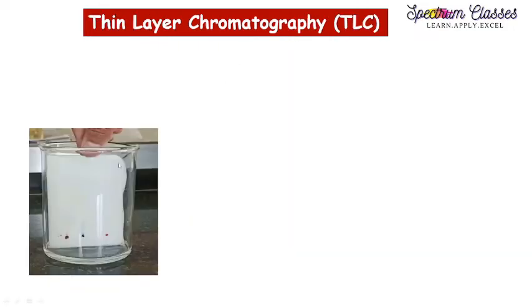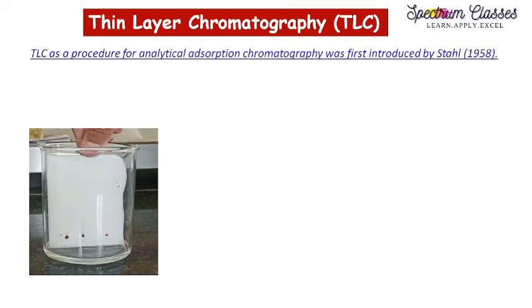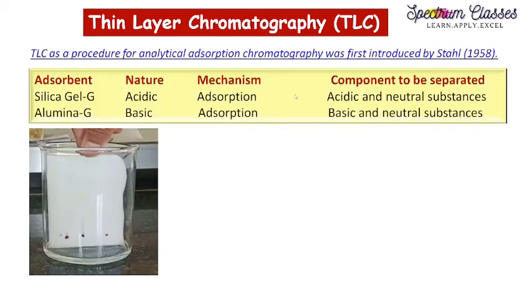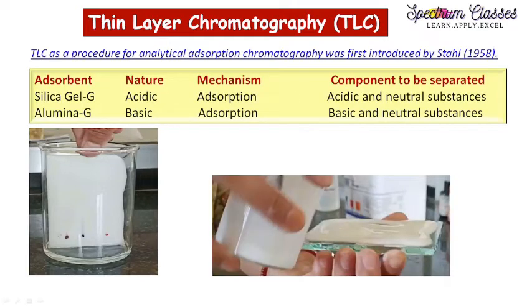Now coming to thin layer chromatography. First, we are going to see who discovered thin layer chromatography. TLC as a procedure for analytical adsorption chromatography was first introduced by Stahl in 1958, right? In this type of chromatography, we have a support base, like here I have a glass plate, and in my previous video I have shown you the alumina plate also. On this plate, we make a thin layer of adsorbent.